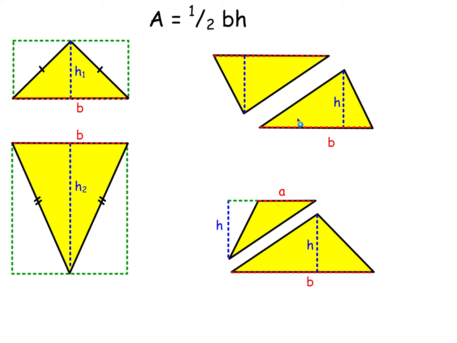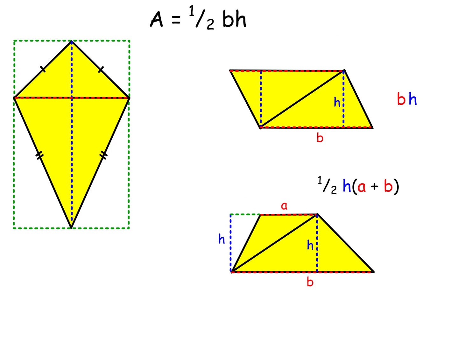So what we've got is the kite should be half a surrounding rectangle. We expect to be adding two triangles together here for the parallelogram to give us BH, and we expect to be adding these two areas together, a half AH and a half BH. Now, when I'm adding a half AH and a half BH, it's got a common factor of half and a common factor H. So you can actually factorise it into brackets, and that's what's been done here. It's been factorised.